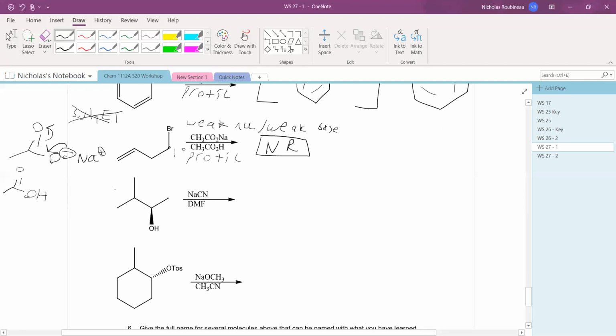So it looks like it's SN2 because we have a secondary leaving group. We have a strong nucleophile, which is also a weak base. So NaCN favors SN2 over E2 because it's a weak base. And DMF is an aprotic solvent. So all of that is looking like it's going to do SN2.